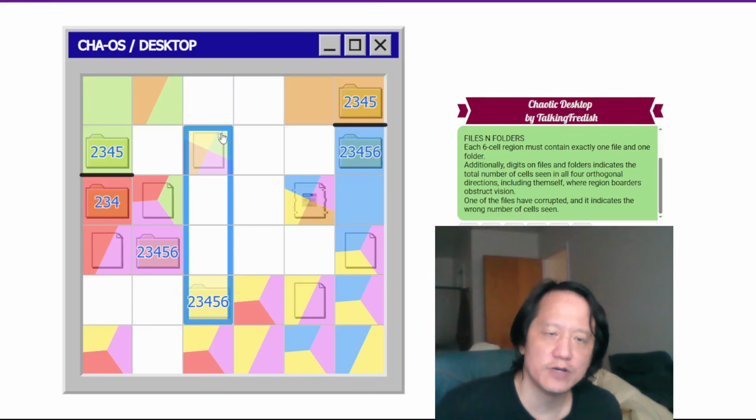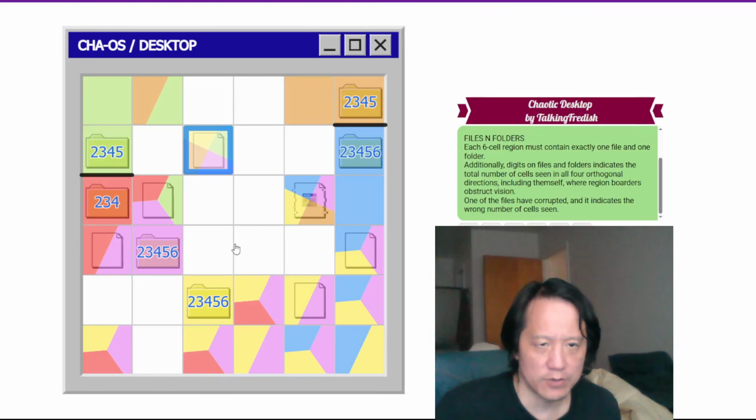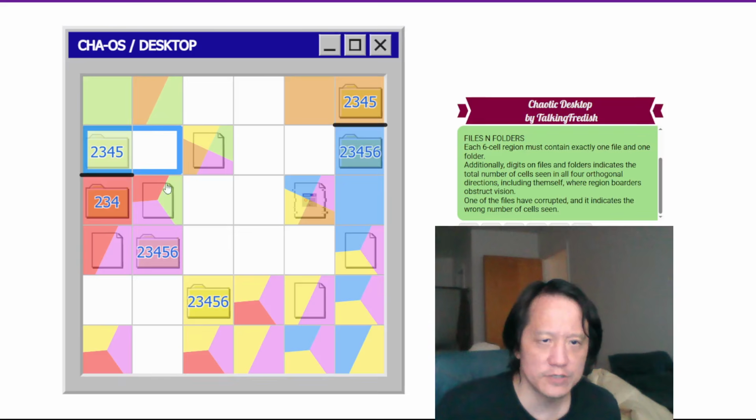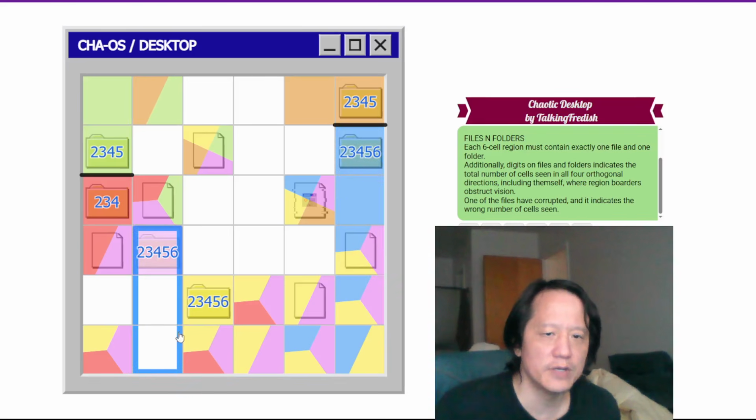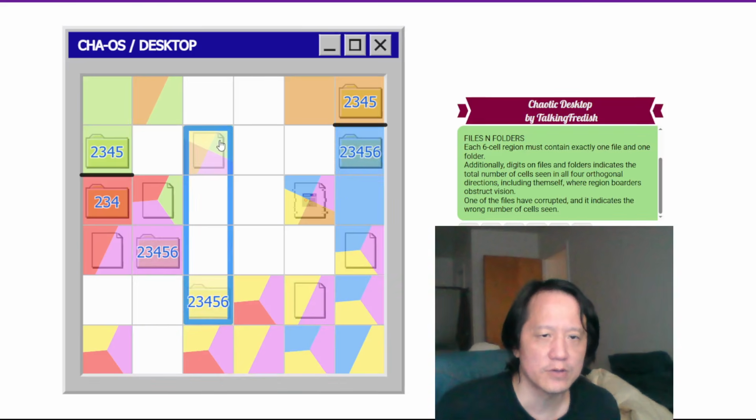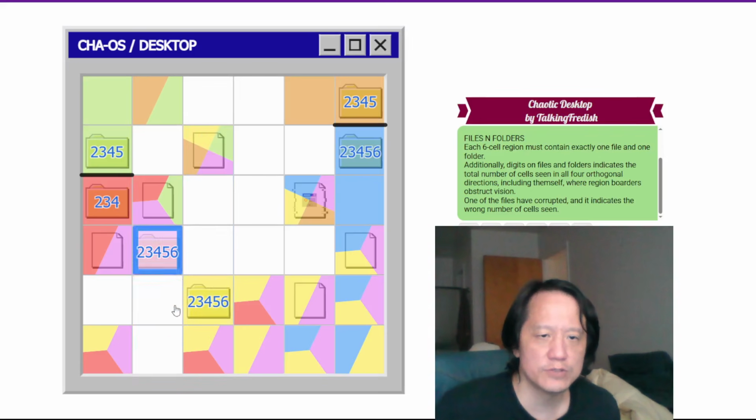Can we actually have yellow there? No. If we try to have yellow here, the problem with that is green has to go here, orange has to go here, blue then has to go there, pink has to go all the way around here, though. And that's 1, 2, 3, 4, 5, 6, 7 cells in that region. So therefore, this can't be yellow.